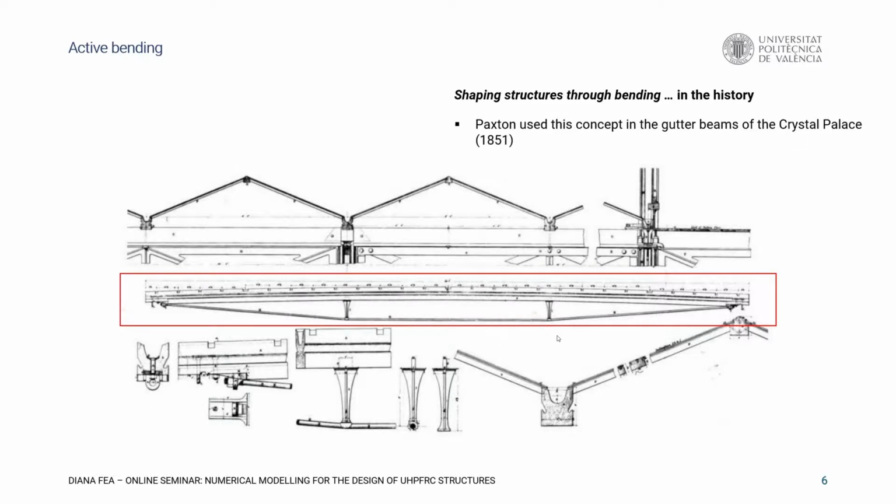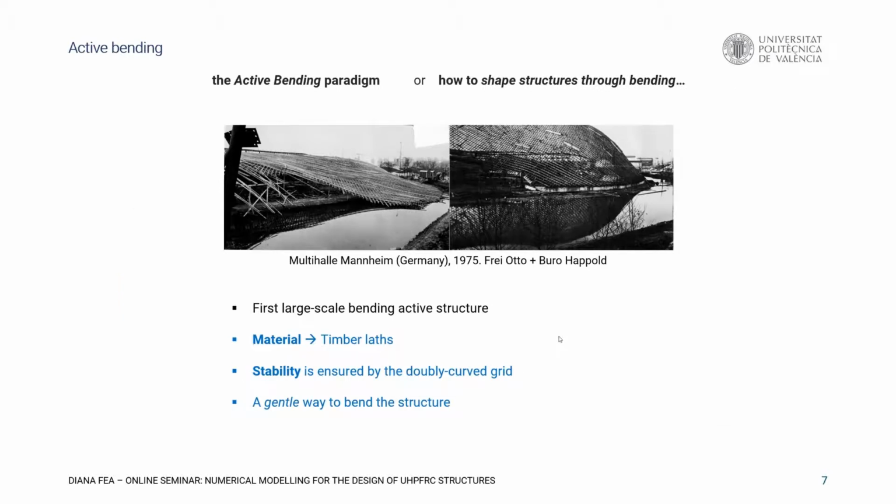More than 100 years later, we see another example designed and built by the famous German architect Frei Otto, and the contribution of Bureau Happold. And this building is called the Mannheim Multihalle. So it is an exhibition space covered by a shell structure. But this shell structure is a very particular, very peculiar one, because it is made of very slender timber laths.